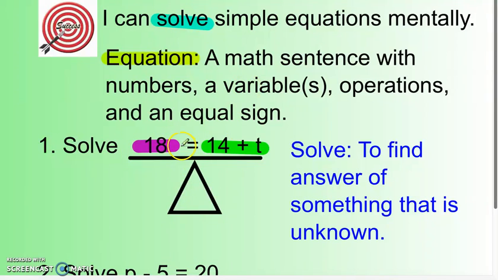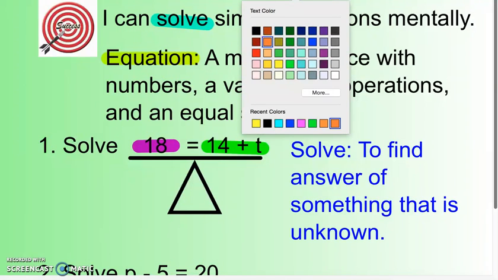If we look at this, our left side right now says 18, which is equal to 14 plus t. Our job is to solve for t and try to figure out what number t would have to be in order to make this true and to make it balanced. How could we make the right side the same as the left side? I'm going to let you think about that. What number plus 14 is going to equal 18?